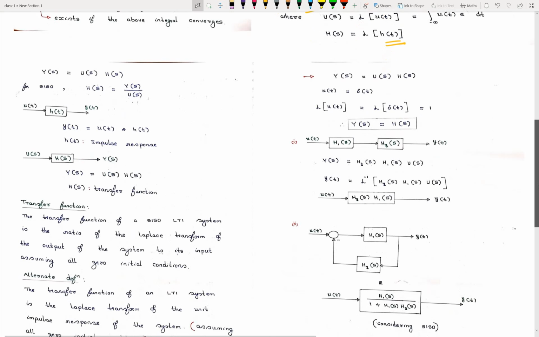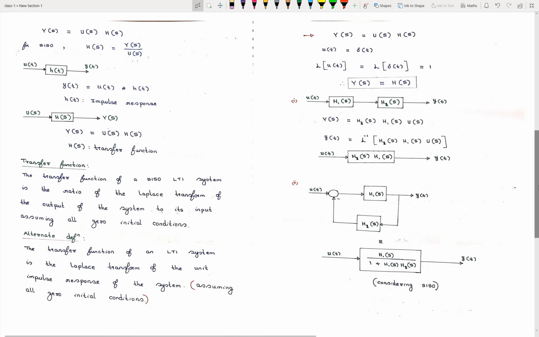Let me go to the next slide. The other definition is that for this case, H(s) is written as Y over U, that is Y(s) over U(s). This we already discussed in the last class. So y(t) will be u(t) convolution h(t). In the Laplace domain it will be product form. Here h(t) is known as the impulse response, and here H(s) is known as the transfer function.